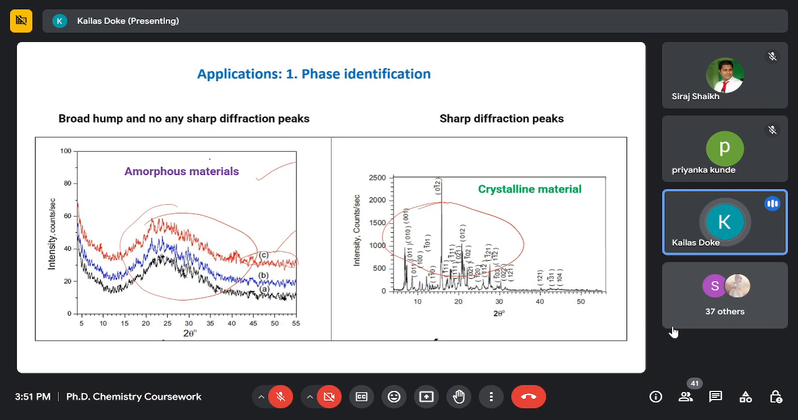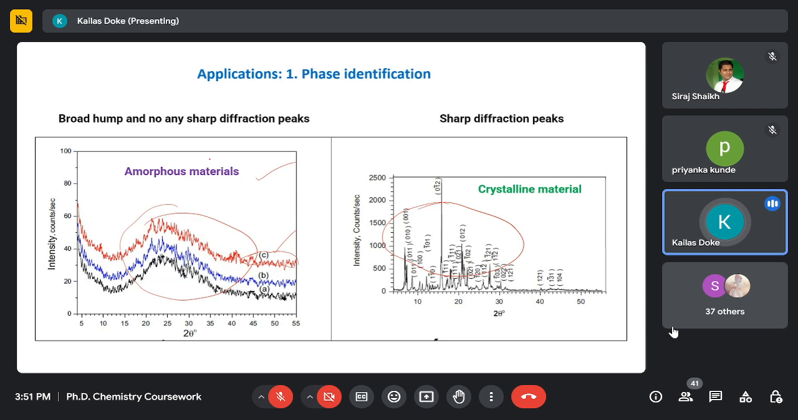So this is one of the applications: to differentiate our solid material, our synthesized product, whether it is crystalline or amorphous. We can get the powder XRD diffraction pattern and easily analyze whether it is crystalline or amorphous. Switching to the second important application, identification of crystal structure from the powder diffraction pattern.